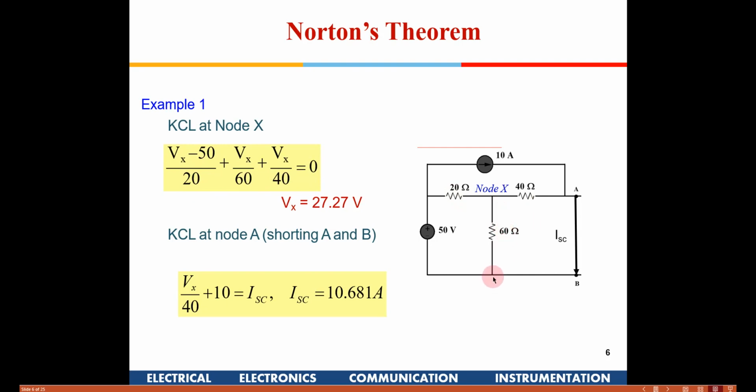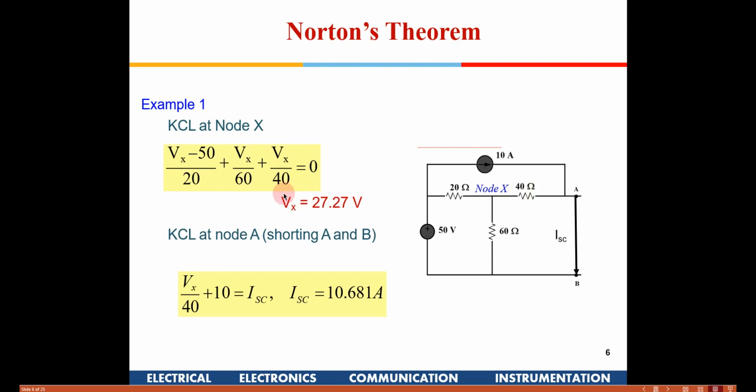And for this 60 ohm, this is going to be ground here. So the current which is going to flow out of the node through the 60 ohms will be Vx divided by 60. And here it is shorted out, right? So this ground will be available here. This will also be at a ground potential. So the current flowing out of this node through this 40 ohm resistor will also be Vx divided by 40. And if you simplify that, you get the value of Vx.